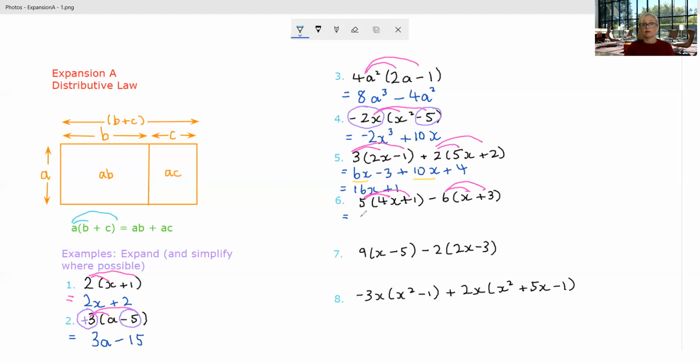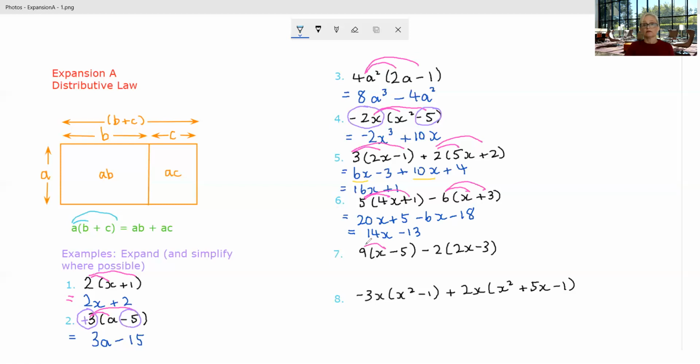Okay, 5 times 4x, 20x. 5 times 1 is 5. Negative 6 times x is negative 6x. Negative 6 times positive 3 is negative 18. Putting together our like terms, 20x minus 6x is 14x. 5 minus 18 is negative 13. Okay.